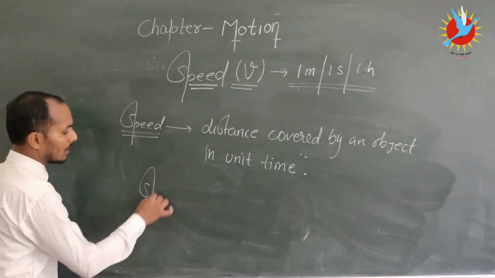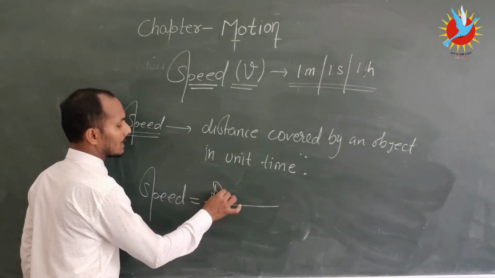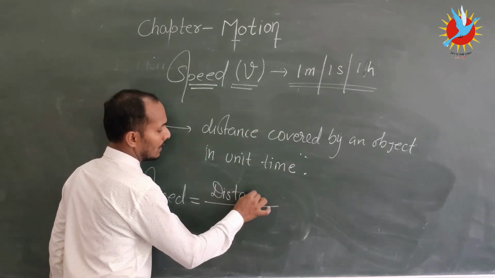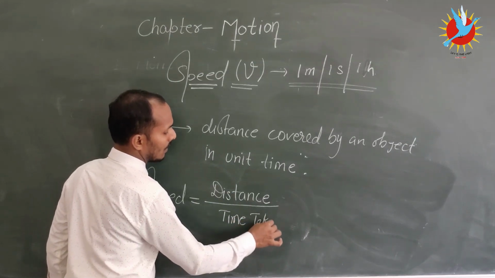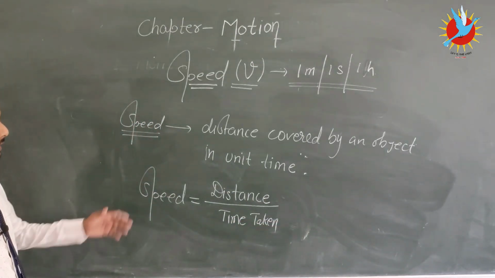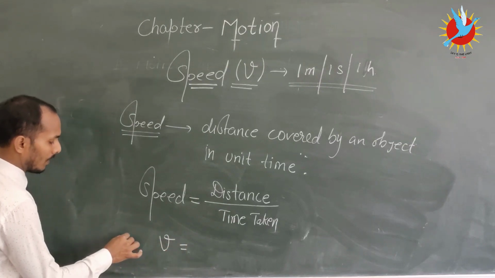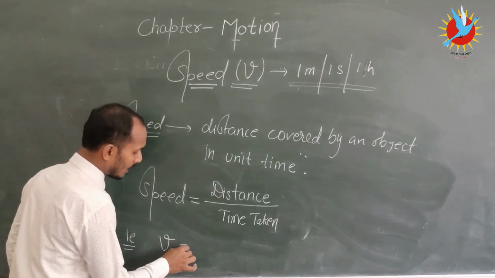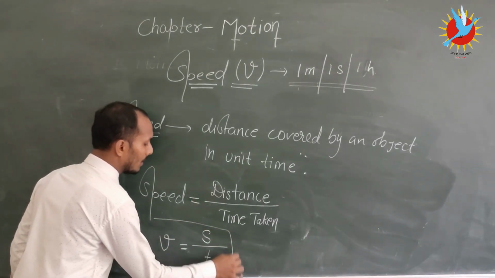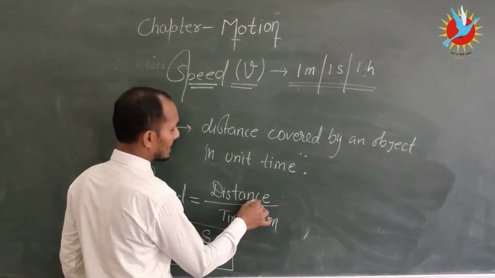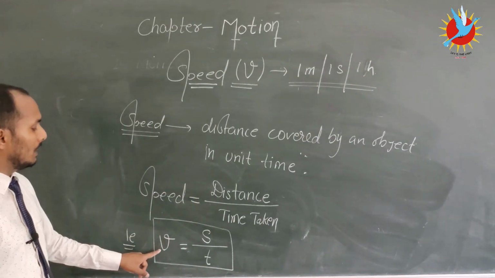So the formula becomes: speed equals the distance covered by the body divided by the time taken to cover this distance. In short, mathematically, using symbols, speed V is equal to distance S divided by time T. The symbol of distance is S, time is T, and speed is V.